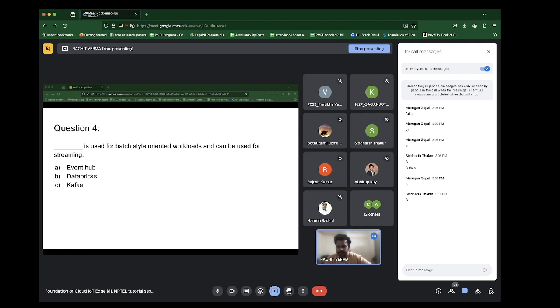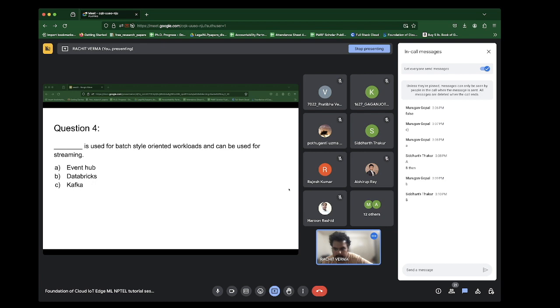So Kafka is used primarily for streaming. Databricks, that is true, is primarily used for batch style workloads. However, you can reuse it for streaming purposes also. So yes, that is the correct answer, Databricks. And Event Hub is also primarily used for data streaming.